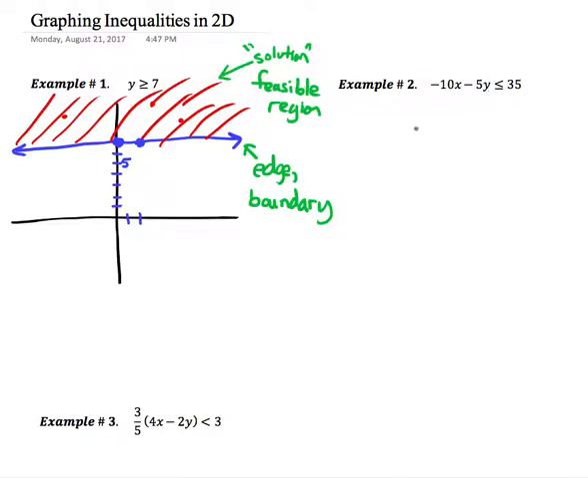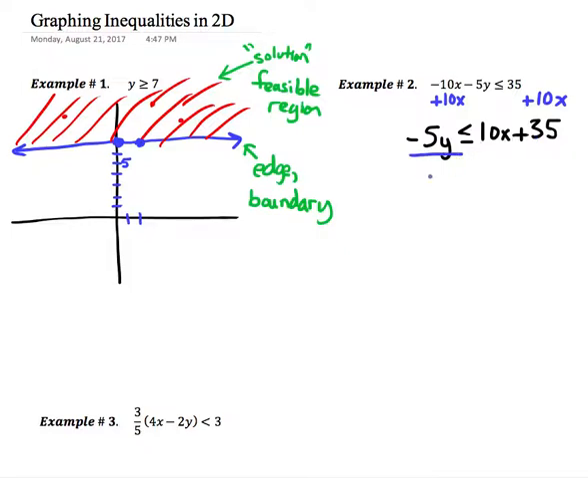Alright, example 2. We need to graph this one. This one's not horizontal or vertical. I think we need to solve for y, right? It should be something that looks really familiar to you by now in Algebra 2. We need to solve for y by getting y by itself, and then we can use mx plus b. So I'm going to move the x's out of the way first. We'll see what's left. So it leaves negative 5y less than or equal to 10x plus 35. Now it doesn't matter which one of these two things I put first. I could have said 35 plus 10x, just as good.